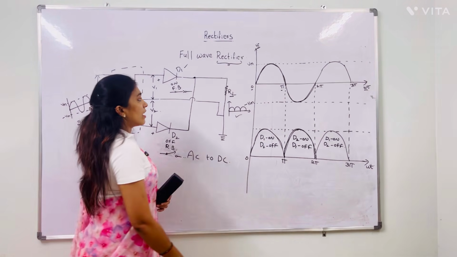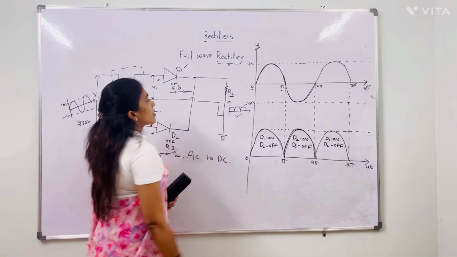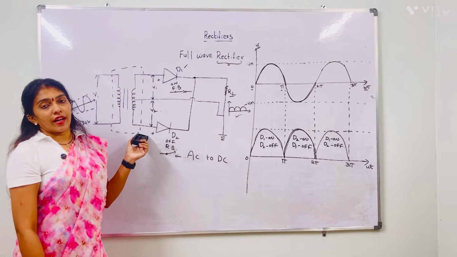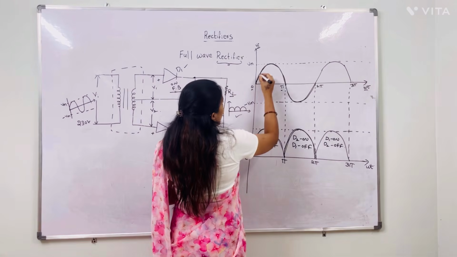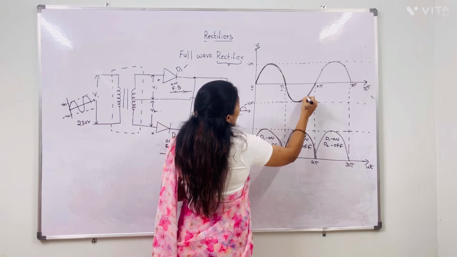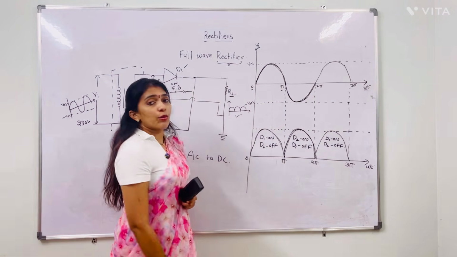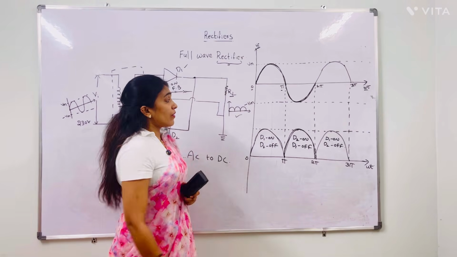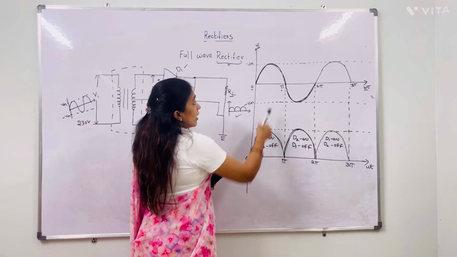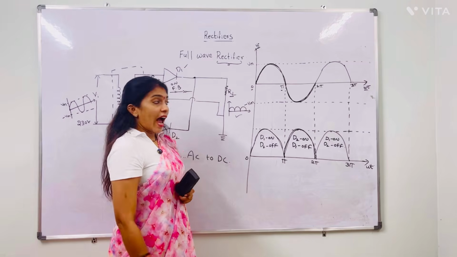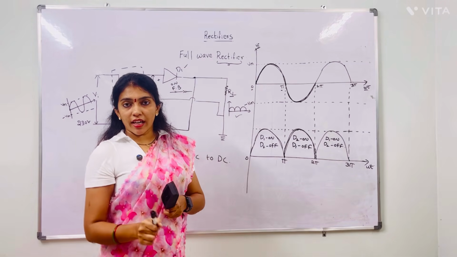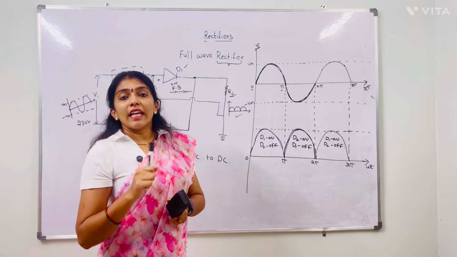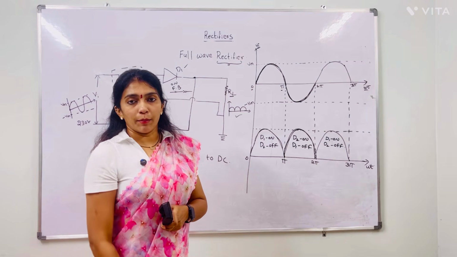So these are the input and output waveforms of a full wave rectifier. A full wave rectifier uses the positive peak and the negative peak, the entire cycle of the input signal. So we got the output at the positive peak, as well as from the negative peak. So the full wave rectifier uses the entire cycle of the AC input.